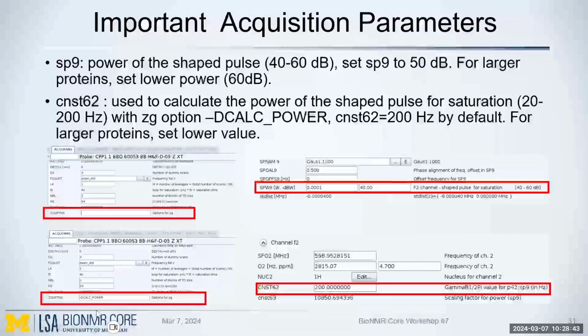And if under ZG options, DCAC power is already entered into the ZG option, then you will need to use this constant 62 parameter to set the power of the shaped pulse. The range of this constant 62 can be 20 to 200 hertz, and you can lower the constant 62 for lower power, and generally you can just start with 200 hertz.